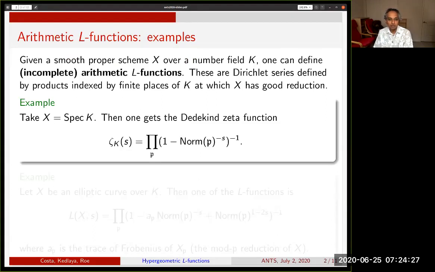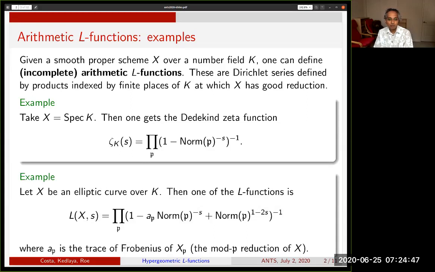Then this becomes a very familiar construction of the Dedekind zeta function associated to a number field. This is defined as a product over prime ideals. And for each prime ideal, you get a very simple Euler factor, which in the case k equals Q reproduces the Riemann zeta function.